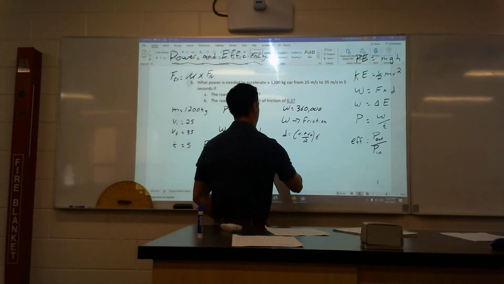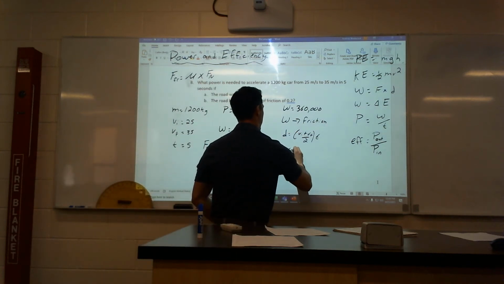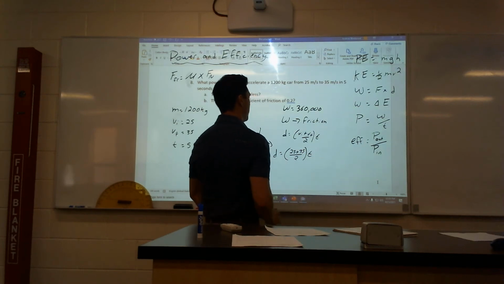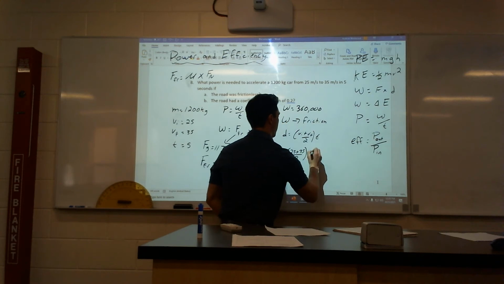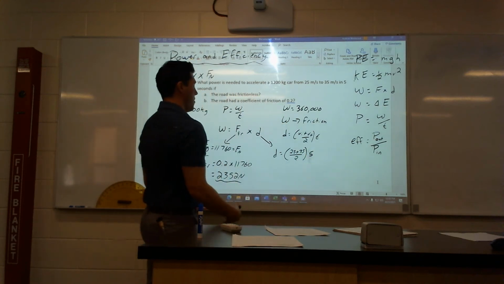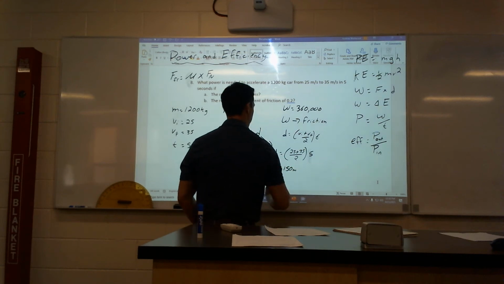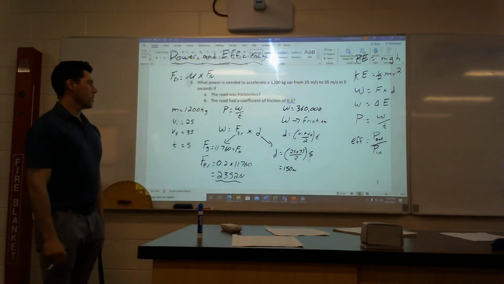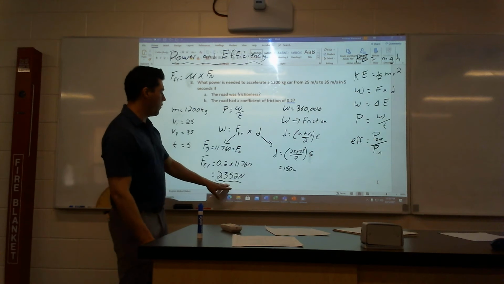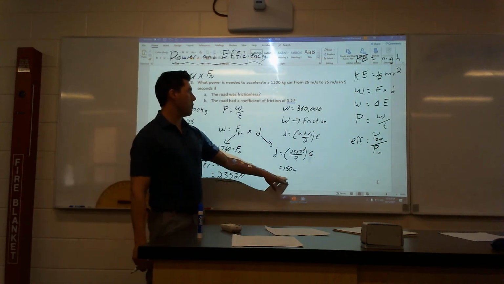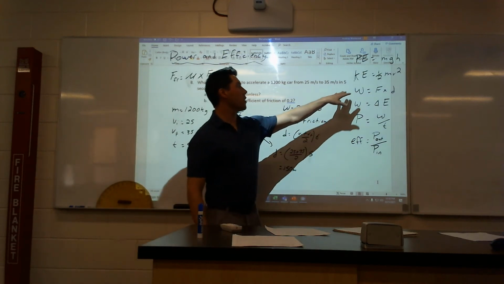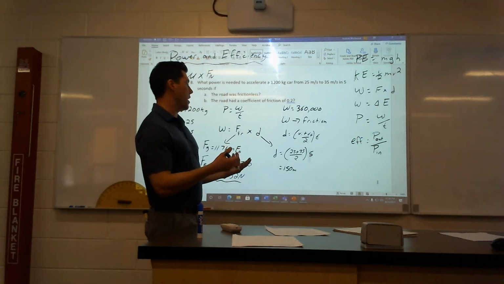So let's do this. Distance equals, in brackets, 25 plus 35 over 2, multiplied by time, which is 5. My distance is 150 meters. Cool. All right, so I found the force, I found how far the car went, I can figure my work done by friction.